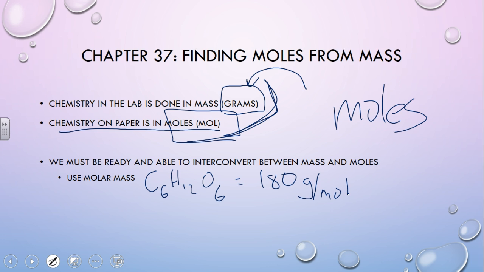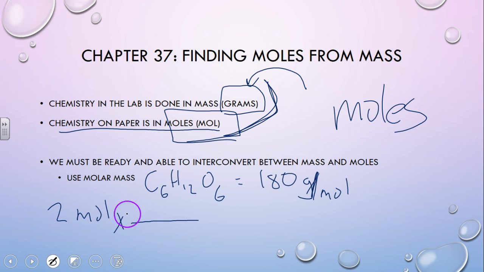So how do we use this to interconvert between grams and moles? Here's what we do. Let's say we have on paper that we need 2 moles of sugar. Well, here's what we're going to do. We're going to multiply and then set up a fraction. Notice here there's a fraction, or set up a line. That line represents 2 sides of the fraction.